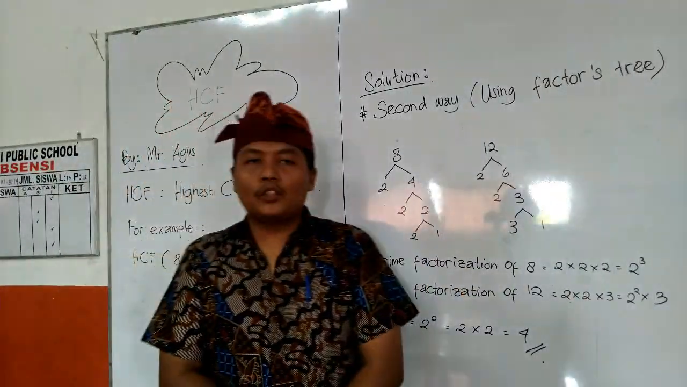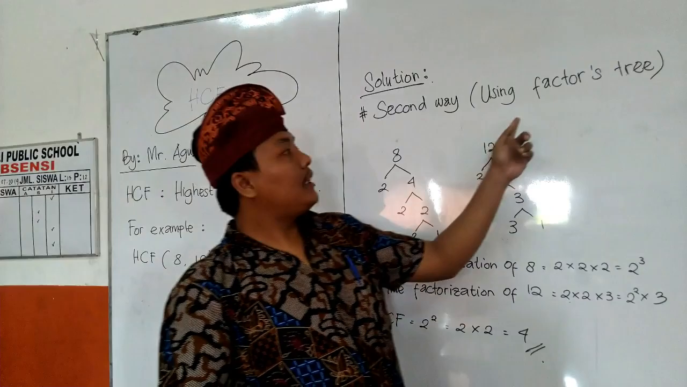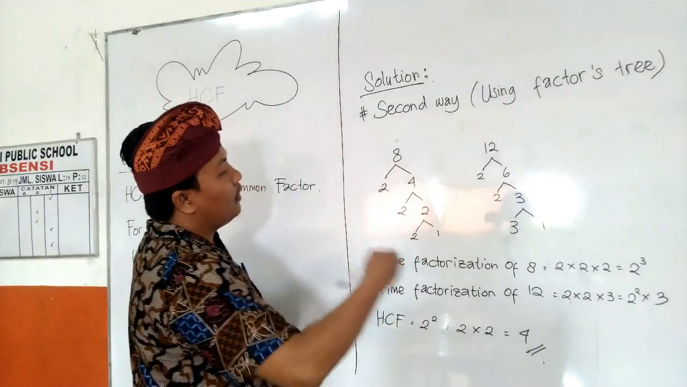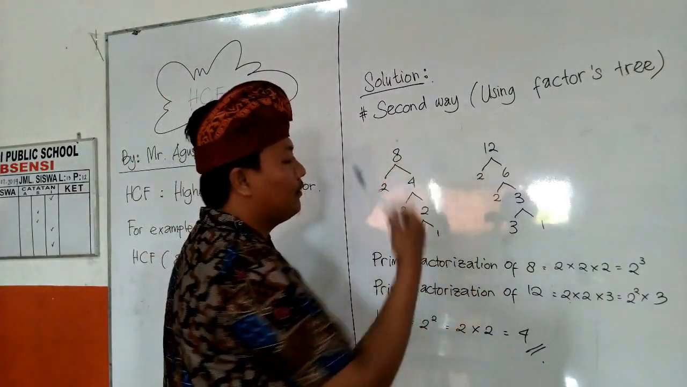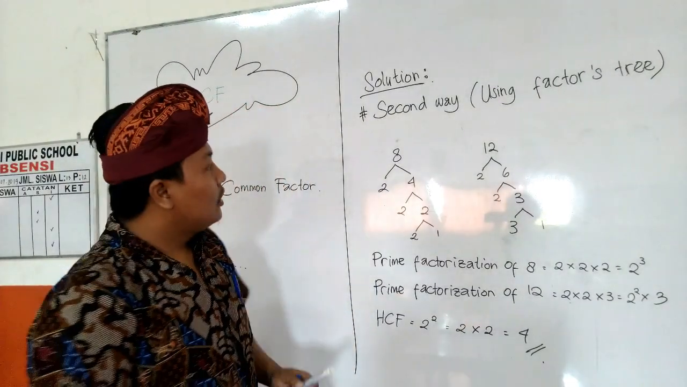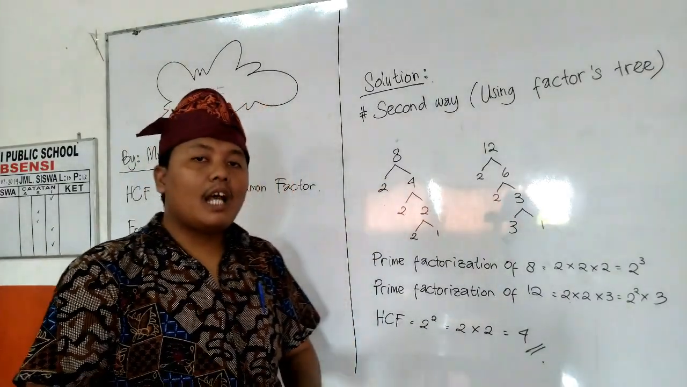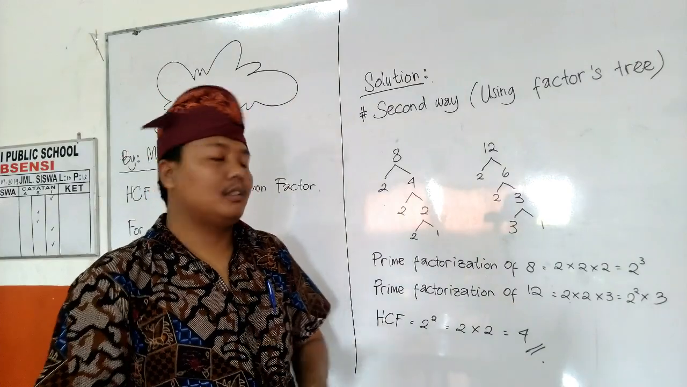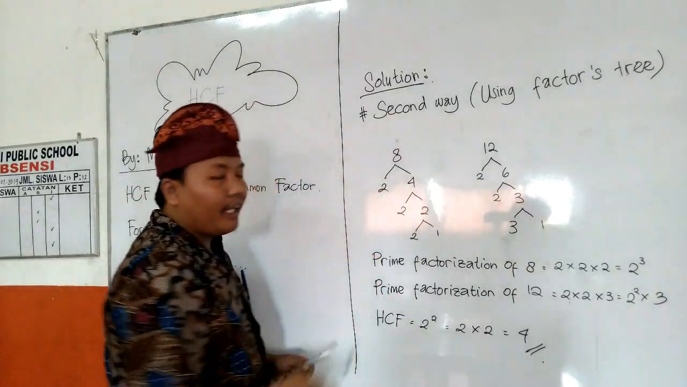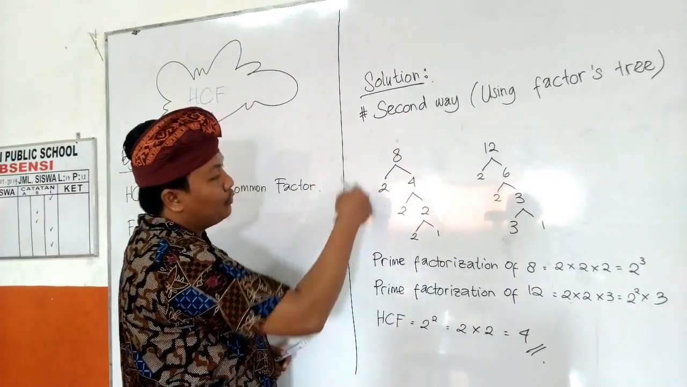Okay, next we move to the second way. The second way, using a factor tree. So, you need to find the factor tree of 8 and the factor tree of 12. How to find the factor tree of 8? You need to divide 8 by a prime number. Start from the lowest prime number. The lowest prime number is 2 because only 2 can divide 8. So, if you divide 8 by 2, you will get 4.